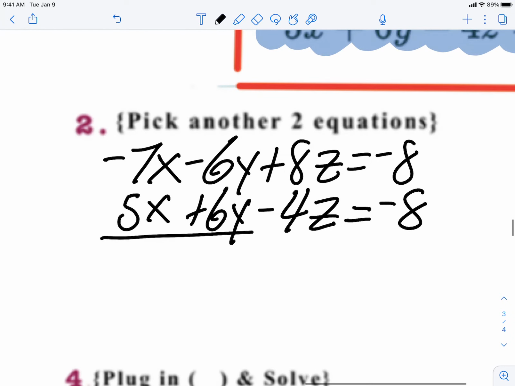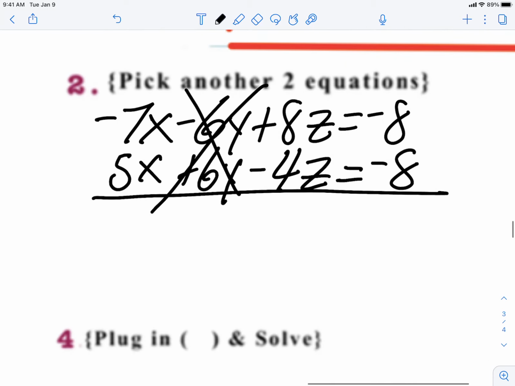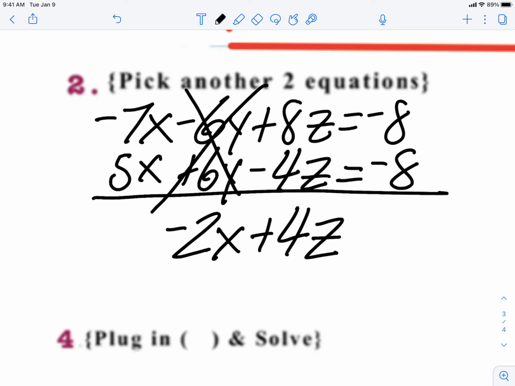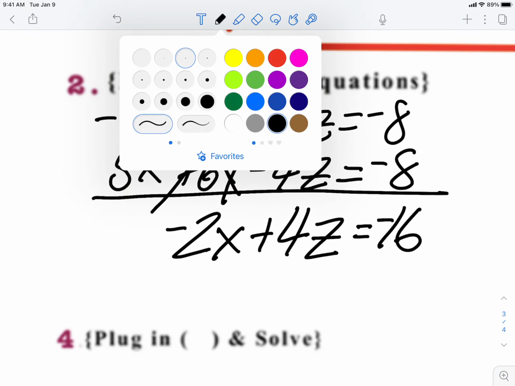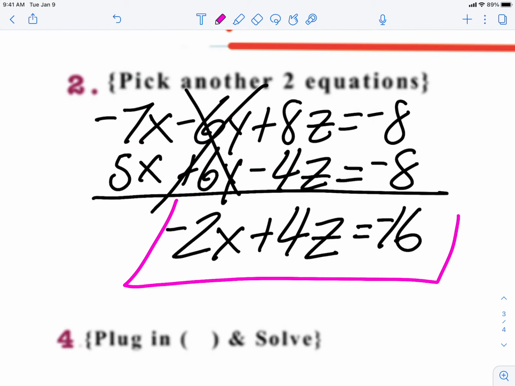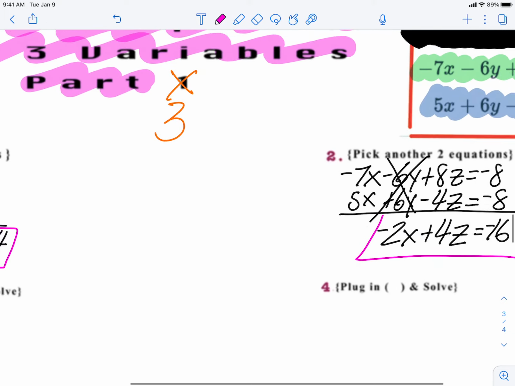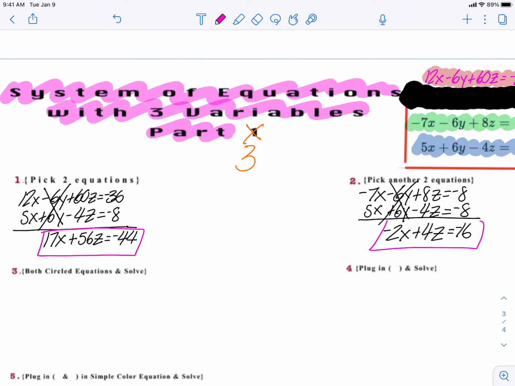And this does exactly as I planned. Boom. Negative 7x and positive 5x: 7 minus 5 is 2x, negative 2x. A positive 8z and negative 4z, subtract 8 minus 4 is 4z, positive because 8 is bigger. Negative 8 and negative 8, same signs, 8 plus 8 is 16, negative. And this is my second pink. Okay, and look at that.